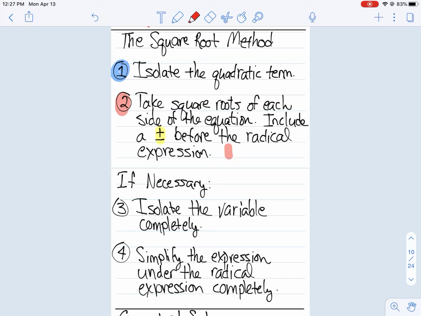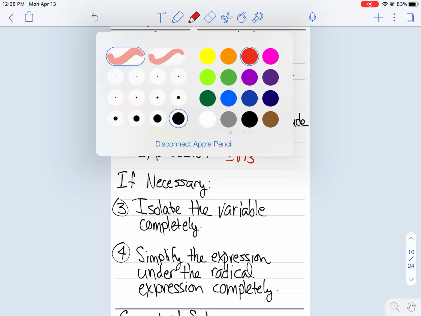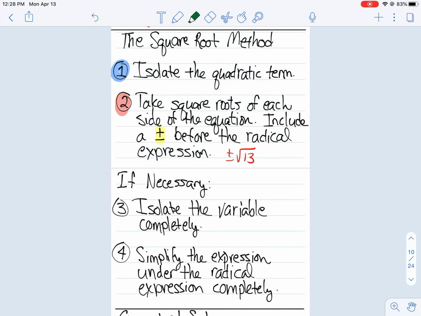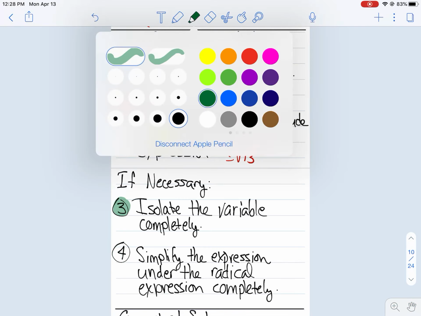In fact, I'll write that down here so you can see it. Like so. Okay? And I'll work examples out here in a few minutes, so you'll see exactly how that works out. If necessary, steps 3 and 4, these could happen in your problem, not necessarily. So you might have to isolate the variable completely. So if there's just one variable, not a quadratic expression, get the variable by itself. And finally, let's color that a different color.